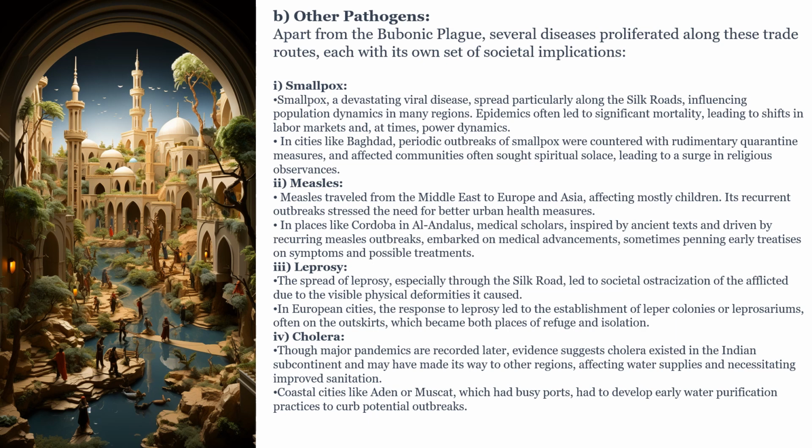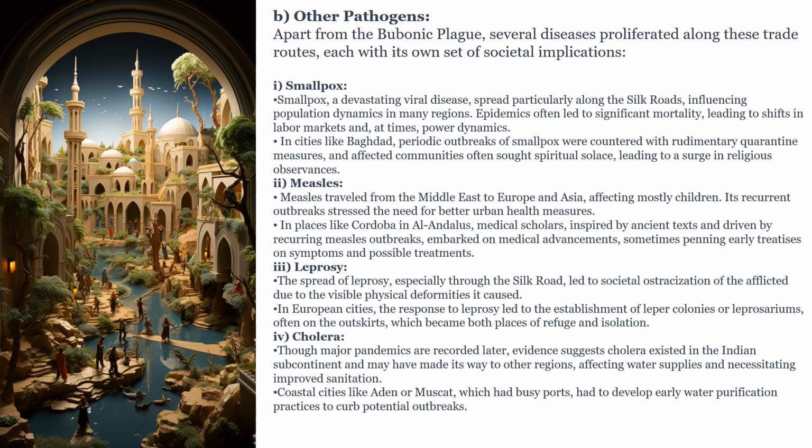Apart from the bubonic plague, several diseases proliferated along these trade routes, each with its own set of societal implications. The first, not just in America, was smallpox. Smallpox, a devastating viral disease, spread particularly along the Silk Roads, influencing population dynamics in many regions. Epidemics often led to significant mortality, leading to shifts in labor markets and at times power dynamics. In cities like Baghdad, periodic outbreaks of smallpox were countered with rudimentary quarantine measures, and affected communities often sought spiritual solace, leading to a surge in religious observances.